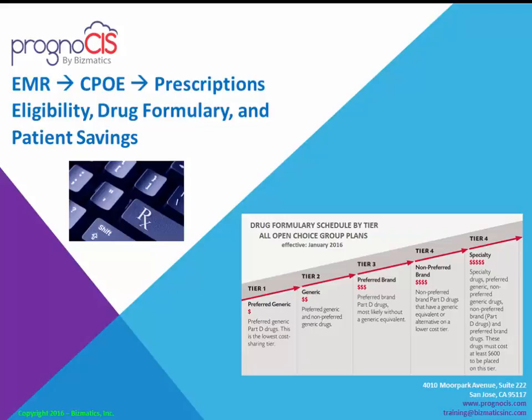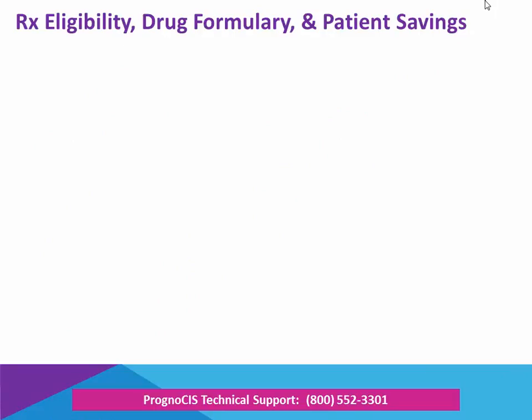EMR, CPOE prescriptions, eligibility, drug formulary, and patient savings. When you're enrolled with SureScripts for e-prescription, one of the additional benefits is that of the patient's pharmacy coverage with regards to drug formulary and patient savings information for their specific policies. This is a real-time interface between Prognosis and the SureScripts network.